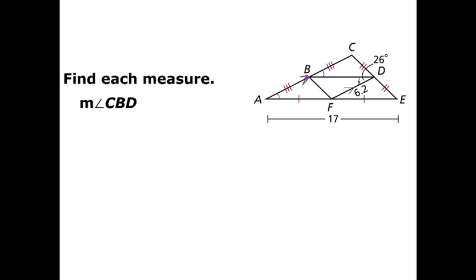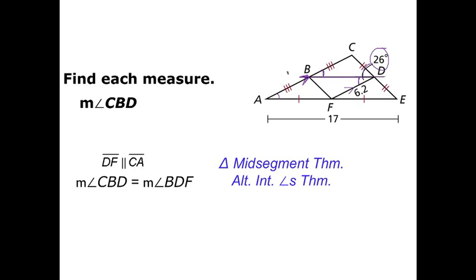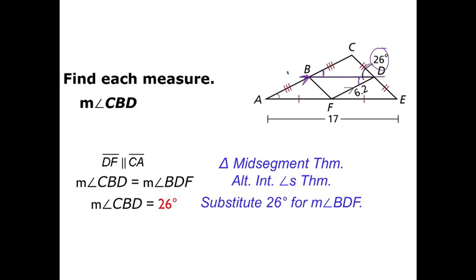then what I see is that angle FDB and angle CBD, the one I'm looking for, are alternate interior angles, because this is my transversal, BD. Since I can see that angle BDF is 26 degrees by following this line in here, then I can say that angle CBD is also going to be 26 degrees. So we started with the fact that DF and CA had to be parallel, and then we used our alternate interior angles theorem, which allowed us to say that the angle had to be 26 degrees.